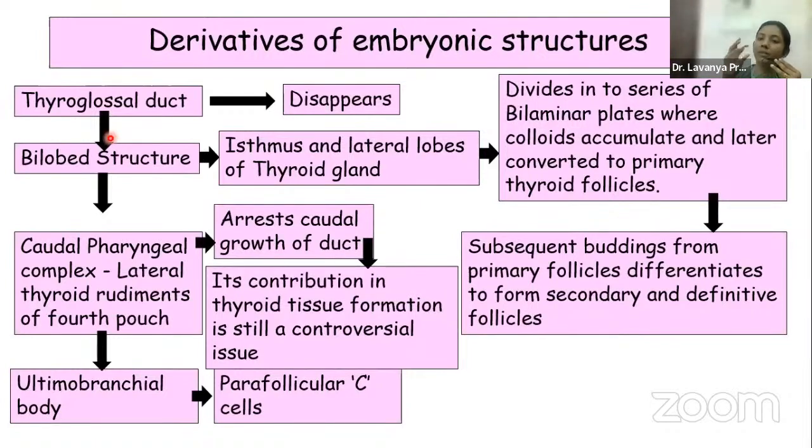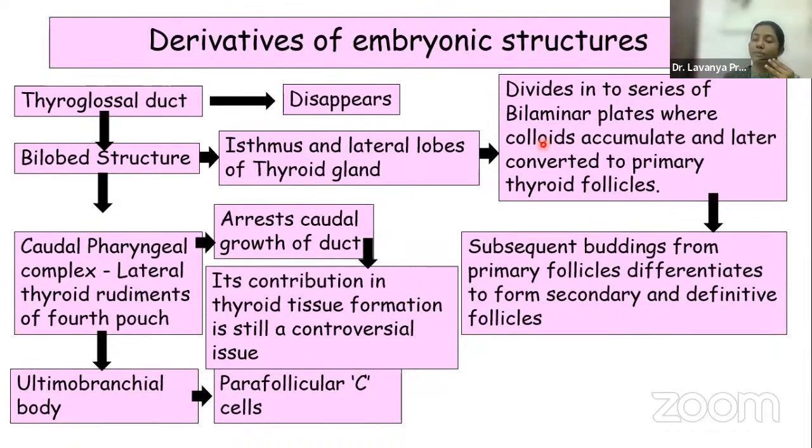When we talk about the thyroid gland, we have two lobes on either side and the isthmus in between, which is acting as a connecting bridge between the two lobes. So this bilobed structure results in the formation of the isthmus and the lateral lobes. What is present in these two lateral lobes? It is the follicular cells, where we jump into the microscopic structure. We have the formation of the thyroid follicles. So here, this bilobed structure contributes to the formation of the follicular cells.